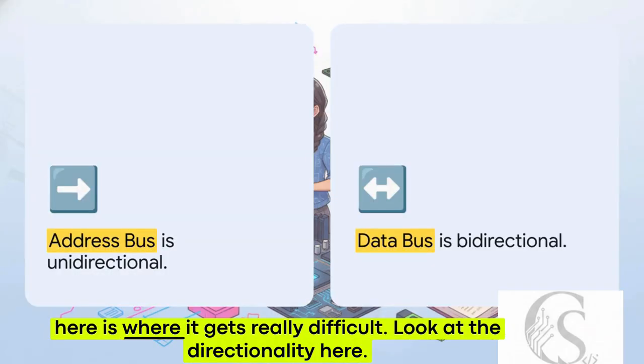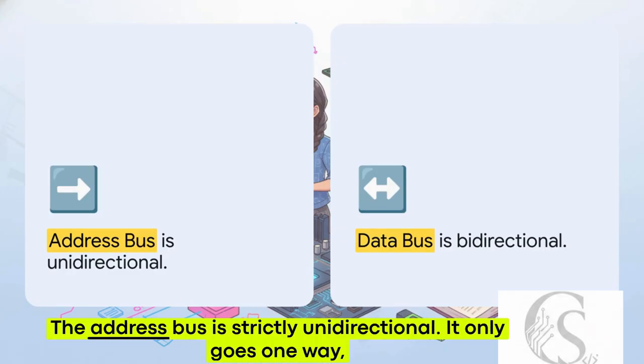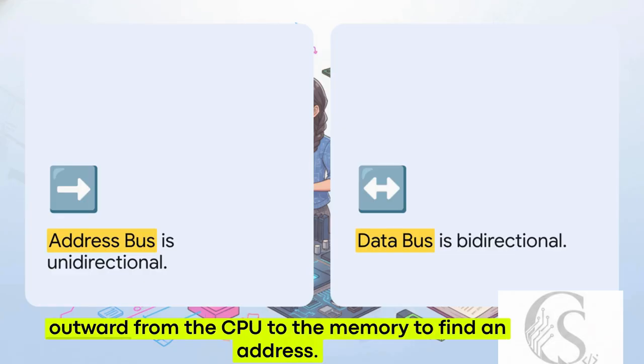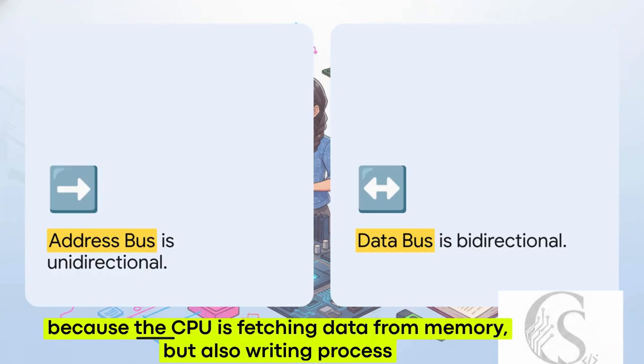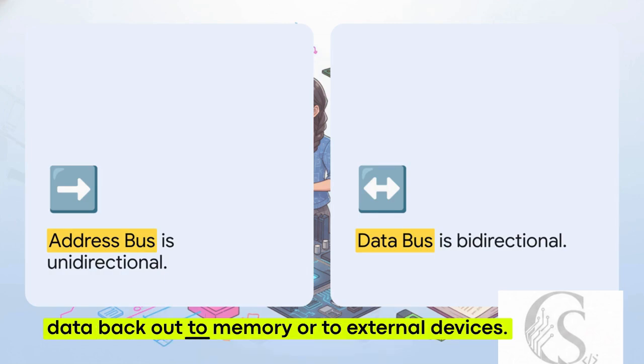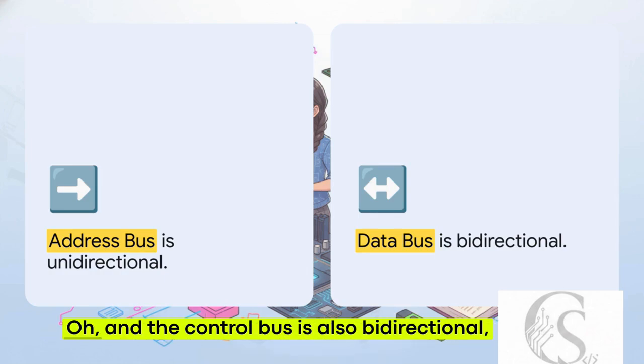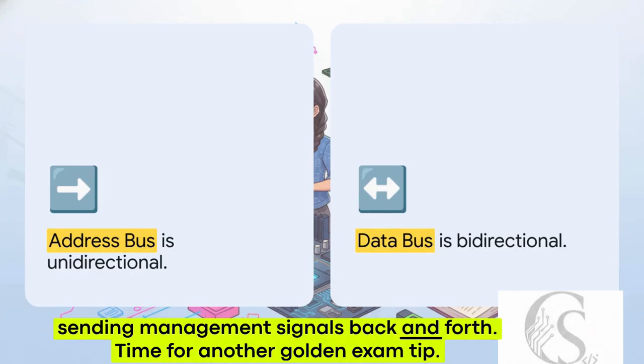Now, here is where it gets really interesting. Look at the directionality here. The address bus is strictly unidirectional. It only goes one way, outward from the CPU to the memory to find an address. The data bus, though, is bidirectional. It has to go both ways because the CPU is fetching data from memory, but also writing process data back out to memory or to external devices. Oh, and the control bus is also bidirectional, sending management signals back and forth.